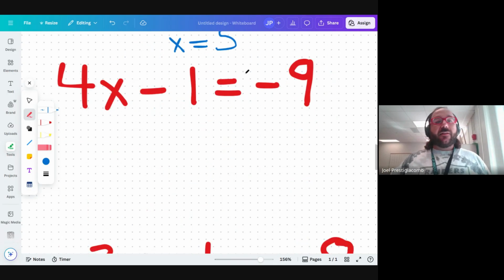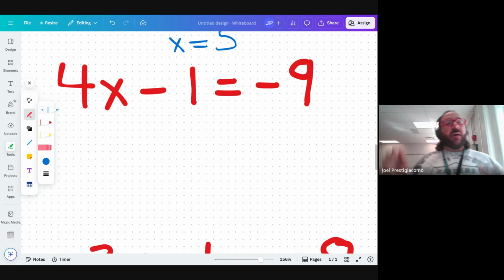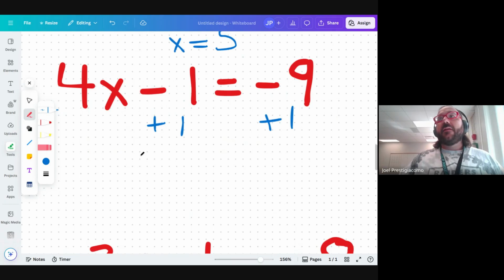So what about 4x minus 1 equals negative 9? Okay, so same idea, right? We've got a number times x. We have another number next to it, minus 1, and then that equals a negative number, right? So we're going to deal with the subtraction first. We're going to add 1 to both sides, right? So this is going to become 4x. This side is canceled, is going to equal.